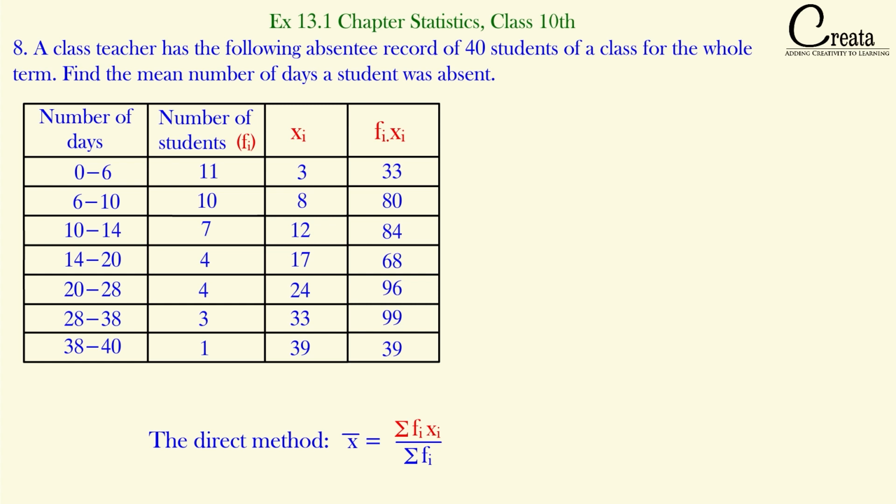Let's add all the values of fi into xi. We got sigma fi xi as 499. Also, let's add all the values of fi, which is 40. The 40 students is already given in the question. So let's apply the formula of the direct method. Let's put in the values and solve it. We got the mean as 12.48. That is the answer. The mean number of days a student was absent is 12.48 days.